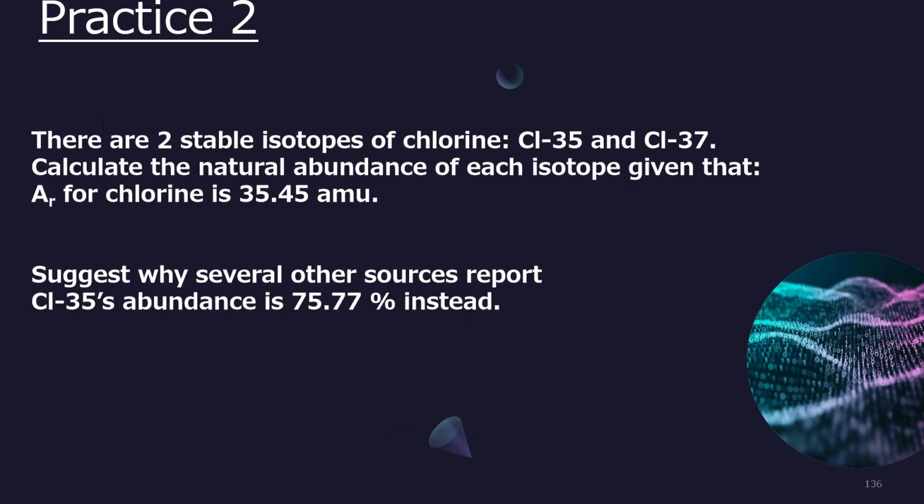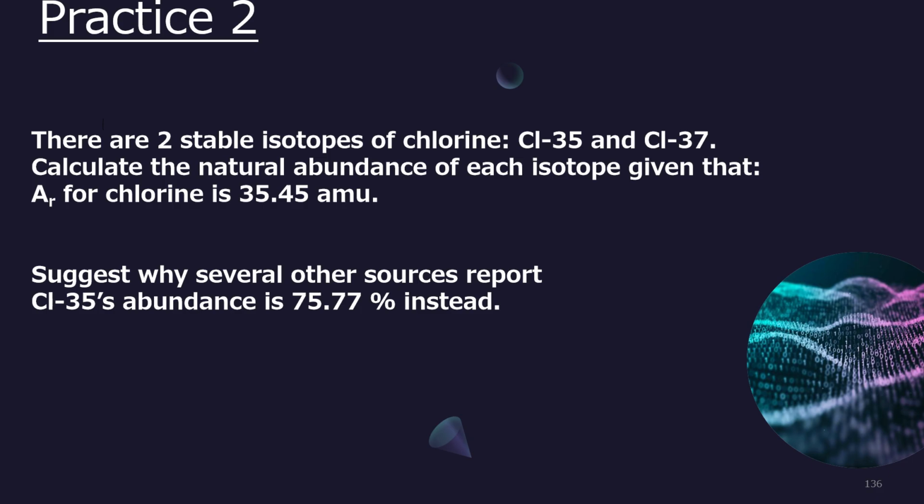So how could other sources report 75.77 instead? You can think about that, but you should come to the conclusion that whoever got that from their calculation most likely had better or more precise instrumentation to measure the masses of each chlorine isotope. We just use rough values of 35 and 37.